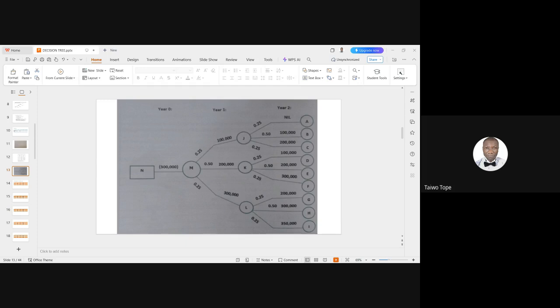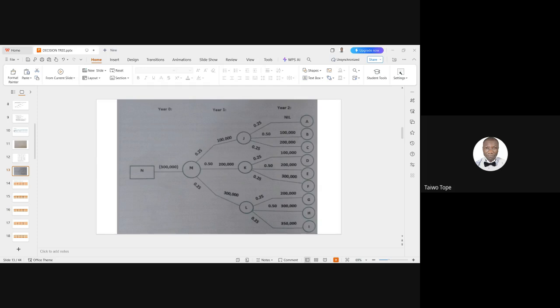So this is your decision tree. The question now is, how are we going to get the expected value of the project NPV? Now, if you look at the decision tree on the screen, you can see it is well labeled A, B, C, D, E, F, G, H, I, J, K, L, M, N. Fine.